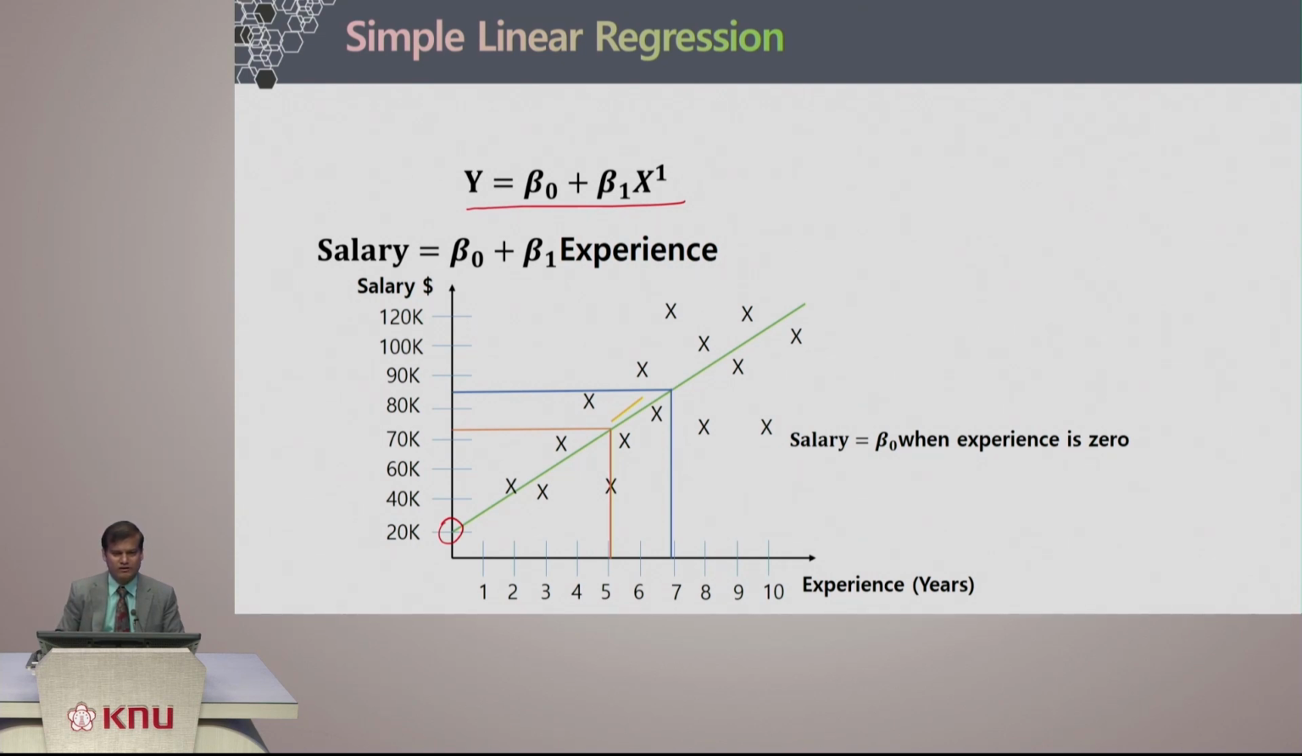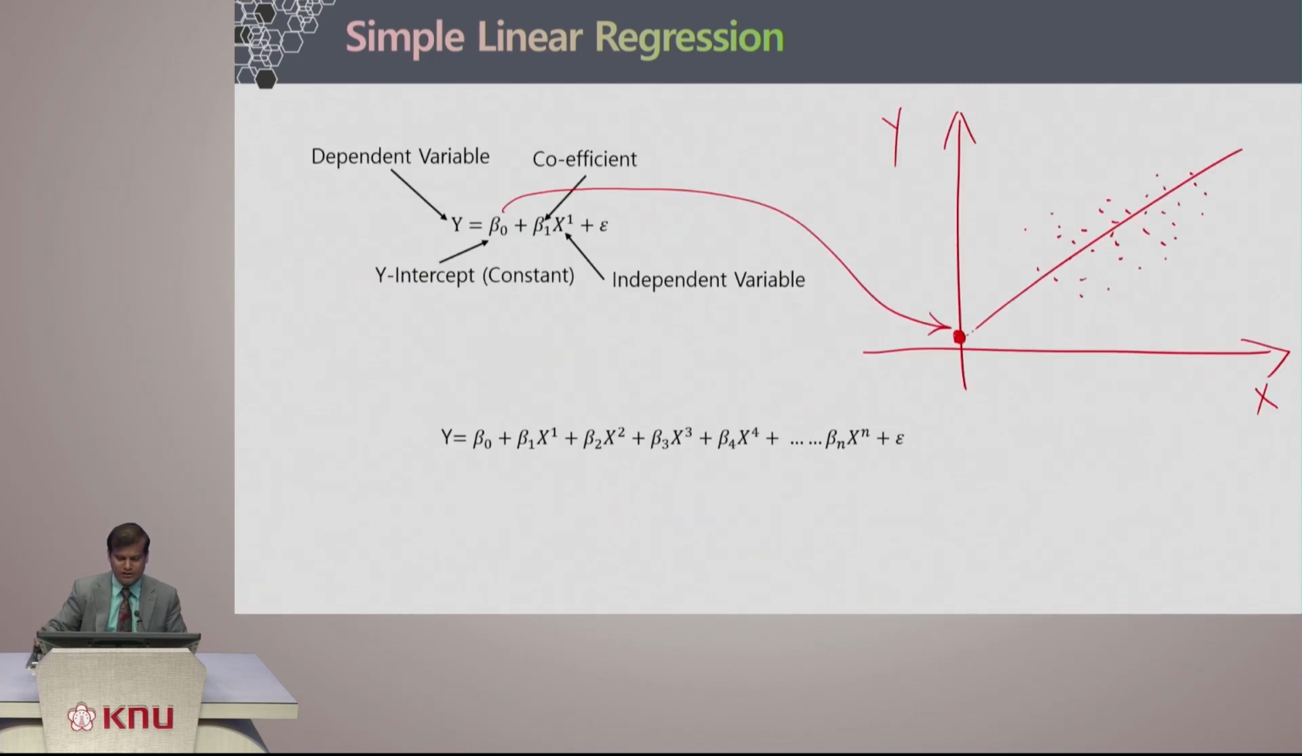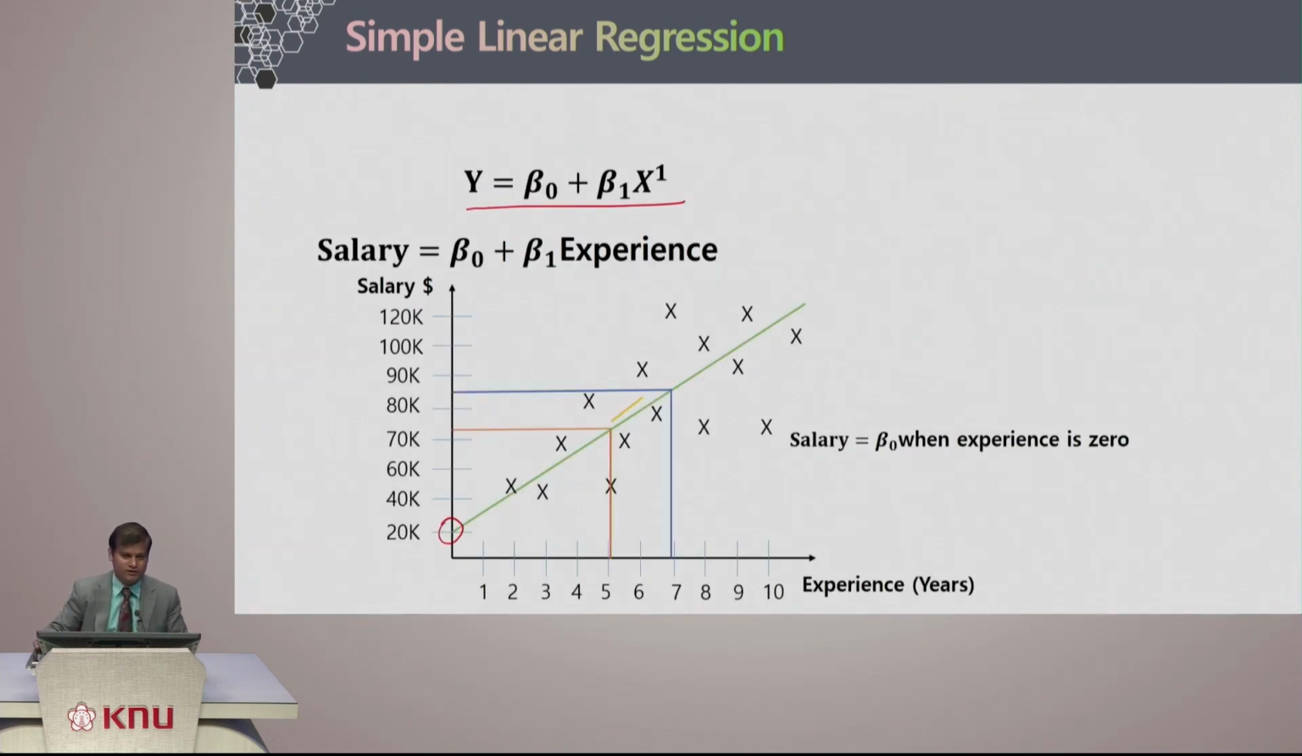In some cases we do find that your regression line might start from the origin, right? Sometimes it starts from the origin, but in some cases we start from a certain point. So when it starts from the origin, we know the value is going to be 0.